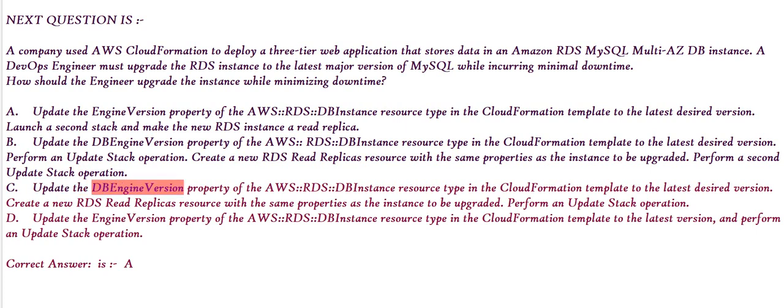C. Update the DB version property of the AWS RDS DB instance resource type in the CloudFormation template to the latest desired version. Create a new RDS read replicas resource with the same properties as the instance to be upgraded. Perform an update stack operation. D. Update the engine version property of the AWS RDS DB instance resource type in the CloudFormation template to the latest version, and perform an update stack operation. Correct answer is A.